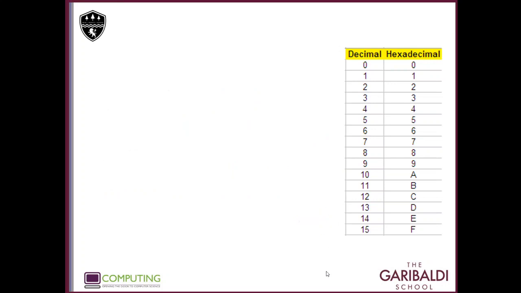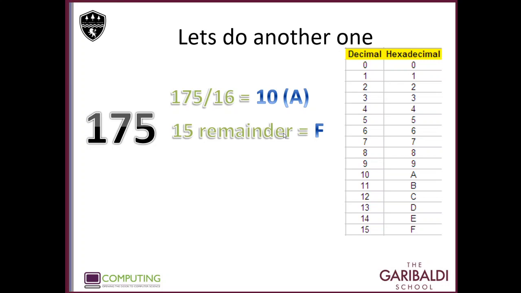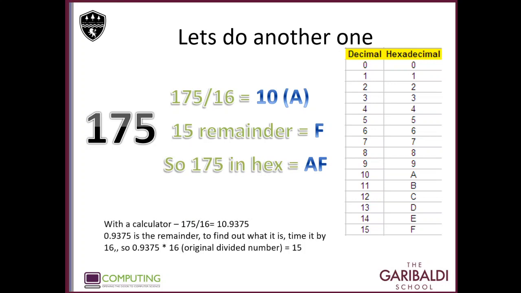Okay, let's have a go at one more. Let's do the decimal number 175. So we do 175 divided by 16, which is 10. If we did it with a calculator, 175 divided by 16 equals 10.9375. So we know the first number is 10. So remember, in hexadecimal, 10 is A.